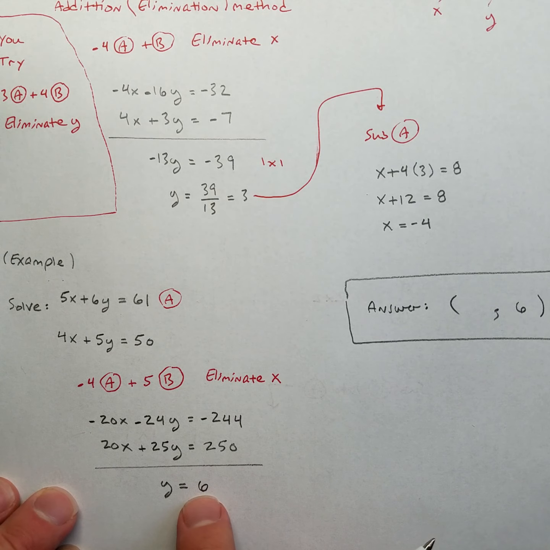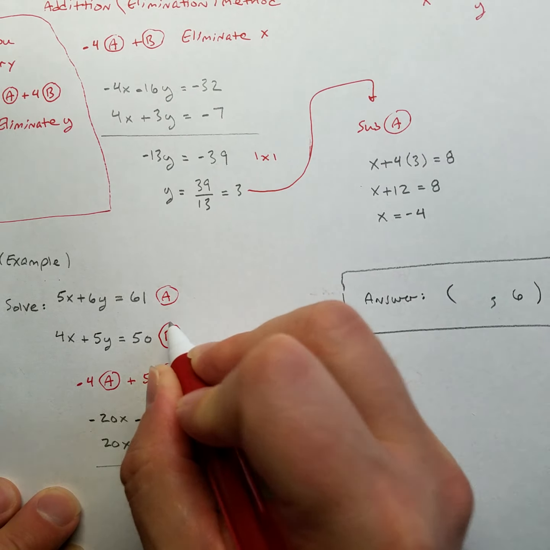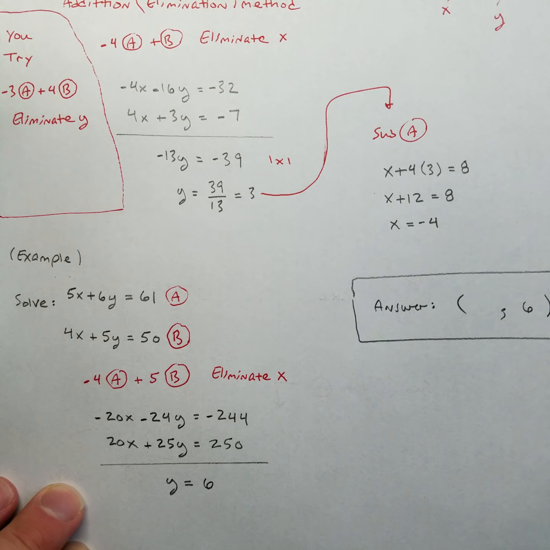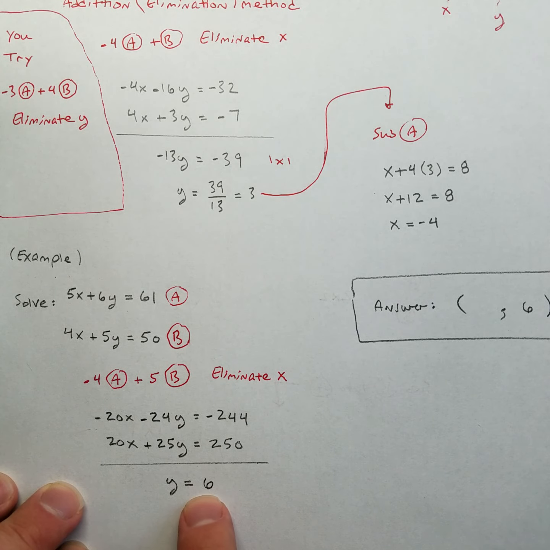I mean, if y is 6, look back here. I'm sorry, I didn't label that as equation B, but you probably knew what I meant, or at least I hope so. At this point, I look back up at one of those, either equation A or B, and I decide which one I would like to put 6 for y in to find out what the x is.